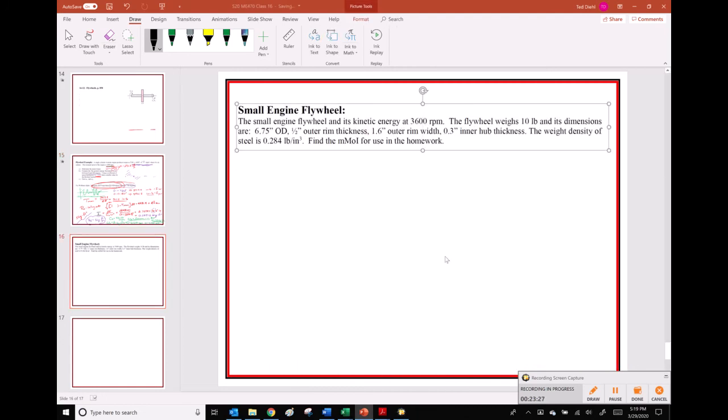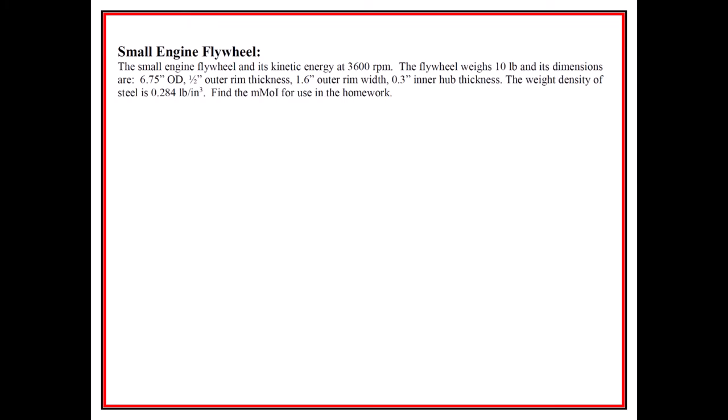So here is an example where we take a small engine's flywheel, and I do believe that the, see, come on, hide it. Why is this thing not hiding? Okay, I want to minimize them. There you go. I can do it.